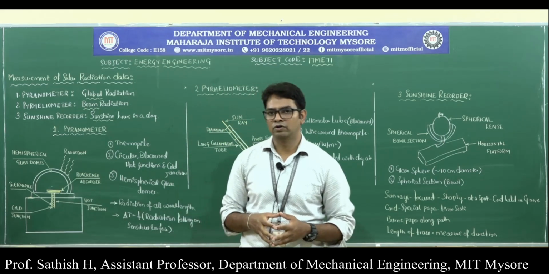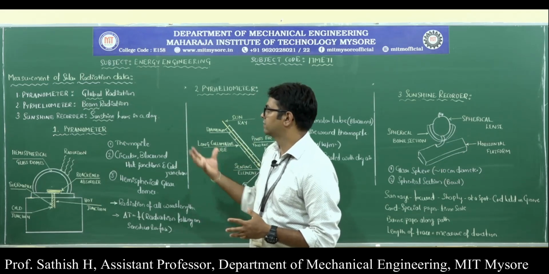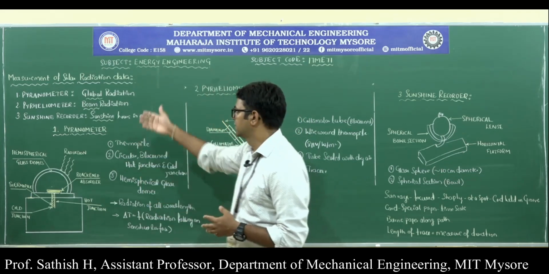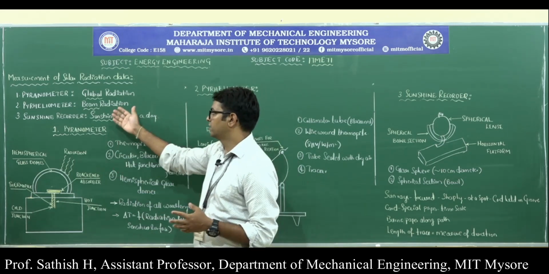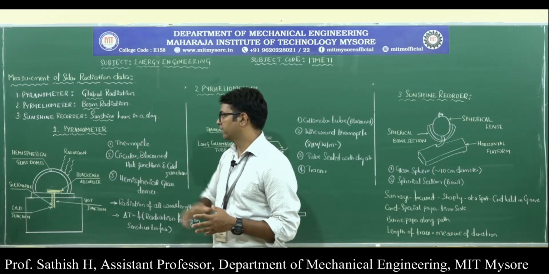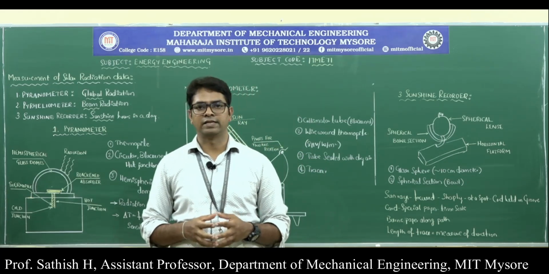So that is about the three different types of instruments that are used to measure solar radiation data. The first one is the pyranometer, which is used to measure global radiation; the pyrheliometer, for beam radiation; and then the sunshine recorder, which is used to measure the sunshine hours in a day.